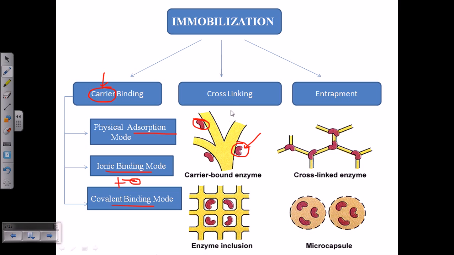Now we also have cross-linking. In cross-linking, we take some cross-linking agents, depicted here by these yellow colored rods, and these red things are enzymes. We take enzymes, and the enzymes are linked with each other via these cross-linking agents. Usually the cross-linking agent used is glutaraldehyde solution. Now let's see the entrapment. In entrapment, we produce a lattice utilizing several matrix proteins.